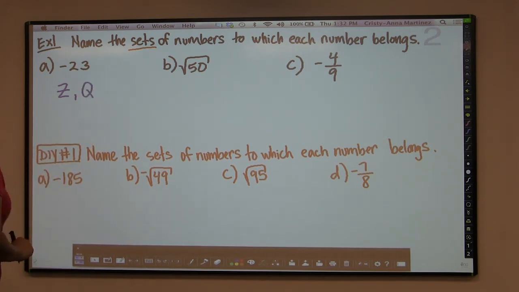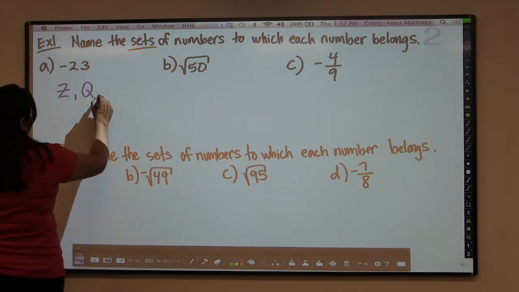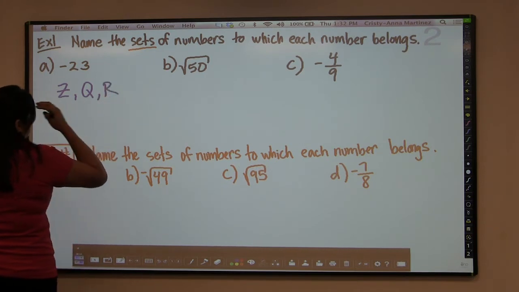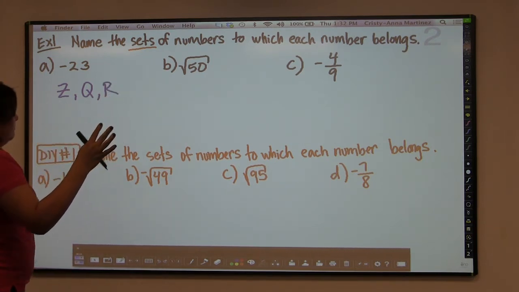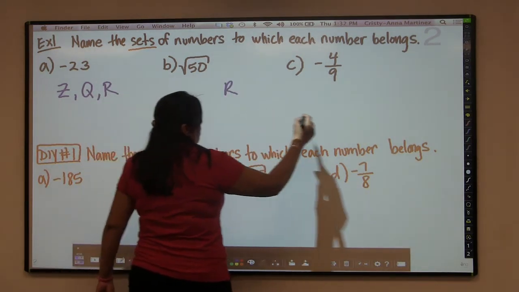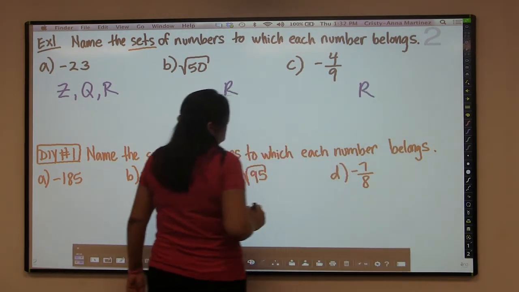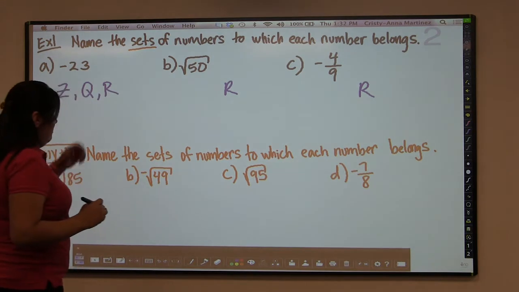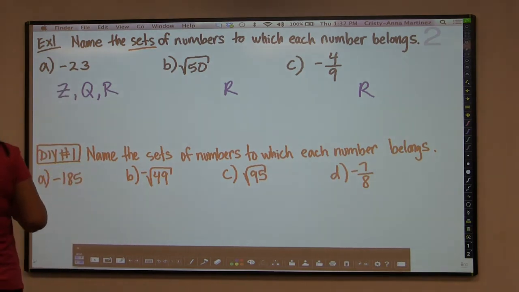And then because it's a real number, we're going to put R as well. So all of these are real numbers, so they're all going to have R. So if we want, we can just go ahead and put R on everything, because it's automatically going to be real. There's nothing in here that's imaginary, at least not yet. So we've got integers, rationals, and reals.